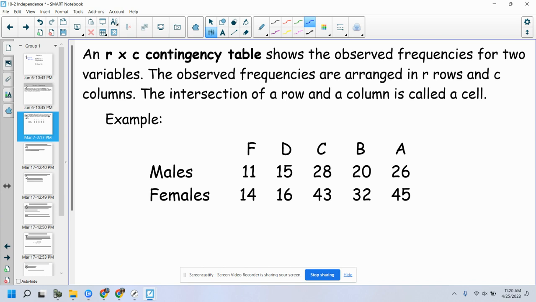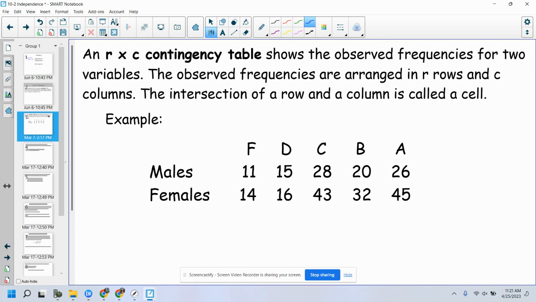Now, what I can do with this contingency table is to make the decision, are males and females grades independent of one another? Is grade independent of gender, basically, right? Is grade independent of male versus female? Okay. That's what we can say with the contingency table. And that's what we will be able to decide later on. Are these things independent or are they dependent?